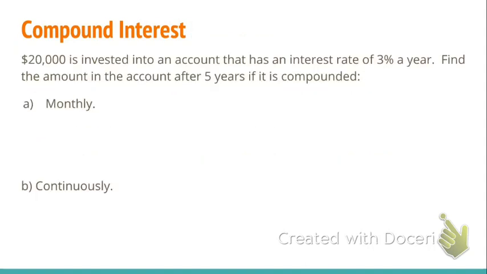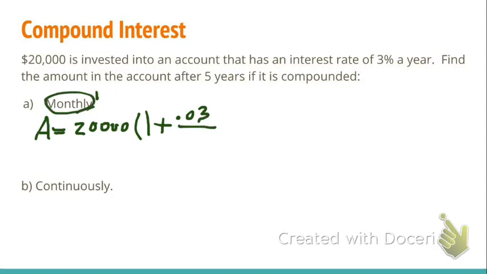So let's say you invest $20,000 into an account that has an interest rate of 3% a year. Find the amount in the account after 5 years if it's compounded monthly. So the amount in the account is A equals P, where P is the principal. That's 20,000 times 1 plus the rate. The rate is 3% a year, so it's 0.03 over n, where n is the number of times compounded a year. So if it's monthly, n is going to be 12. And then to the nt power.